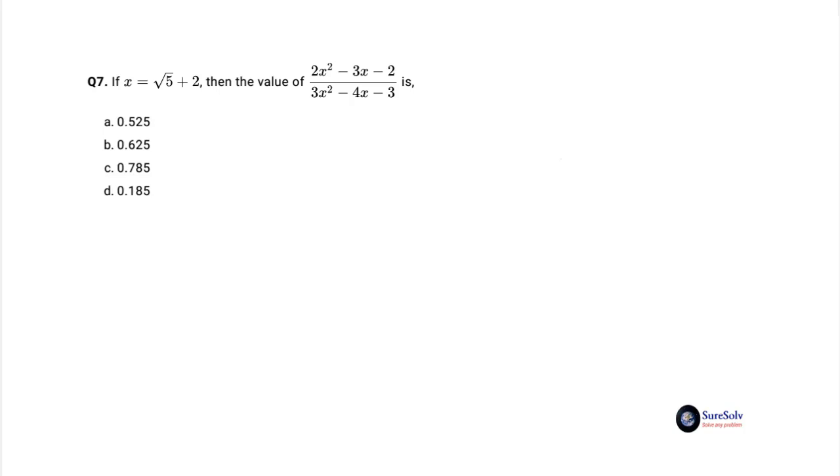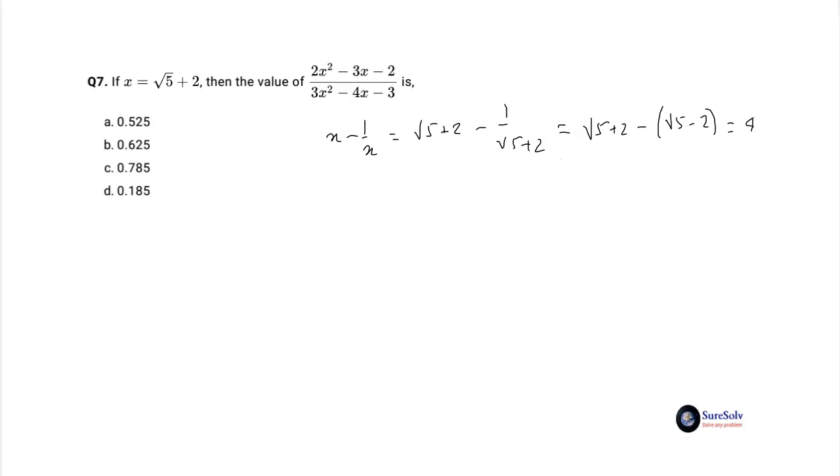In this situation, we can eliminate the surd by forming x minus 1 by x. This is equal to root 5 plus 2 minus 1 by root 5 plus 2. Rationalizing the denominator we have, this is equal to root 5 plus 2 minus root 5 minus 2 equal to 4, or surd is eliminated.